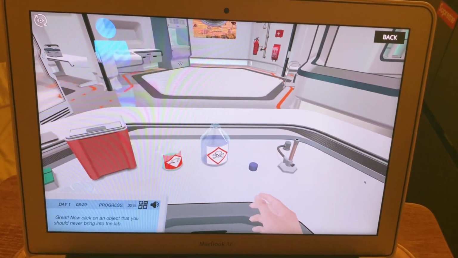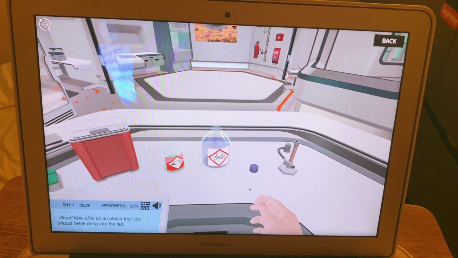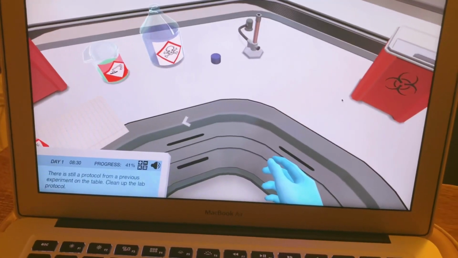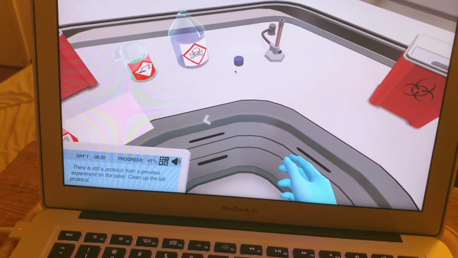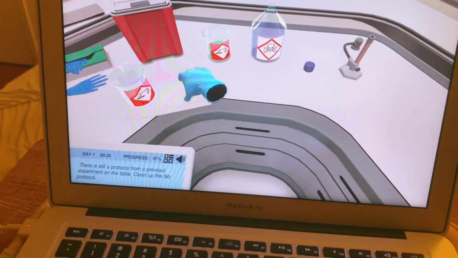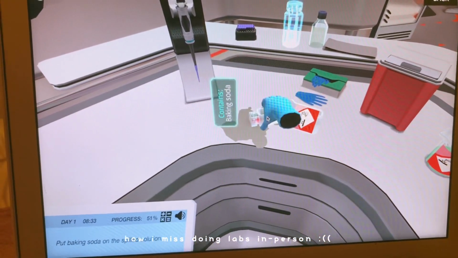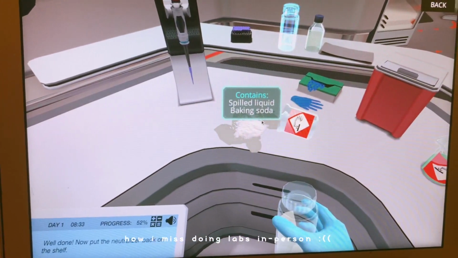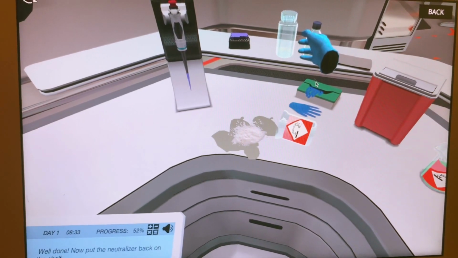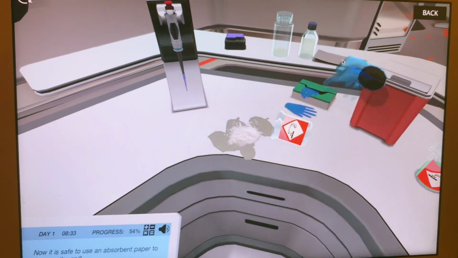Well spotted. Food and drink are strictly prohibited in the lab. Imagine if somebody grabbed the wrong bottle by mistake and took a sip of the toxic substance. Clean up the lab protocol. Well done. Now put the neutralizer back on the shelf. Now it is safe to use an absorbent paper to clean up the spill.